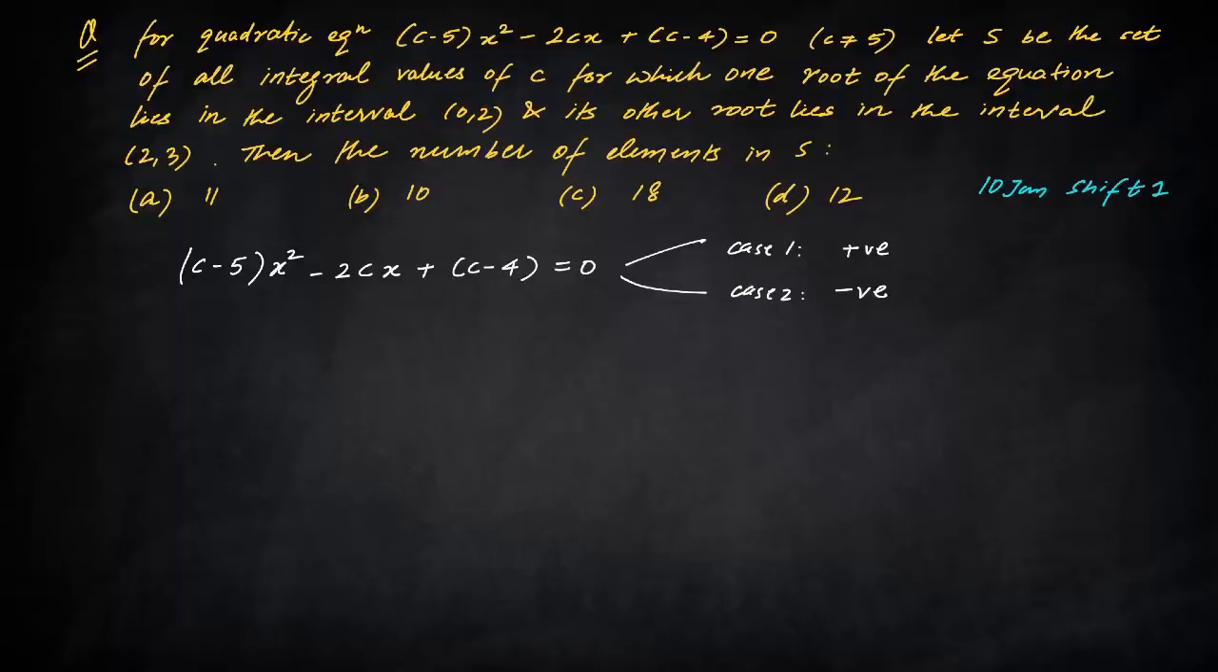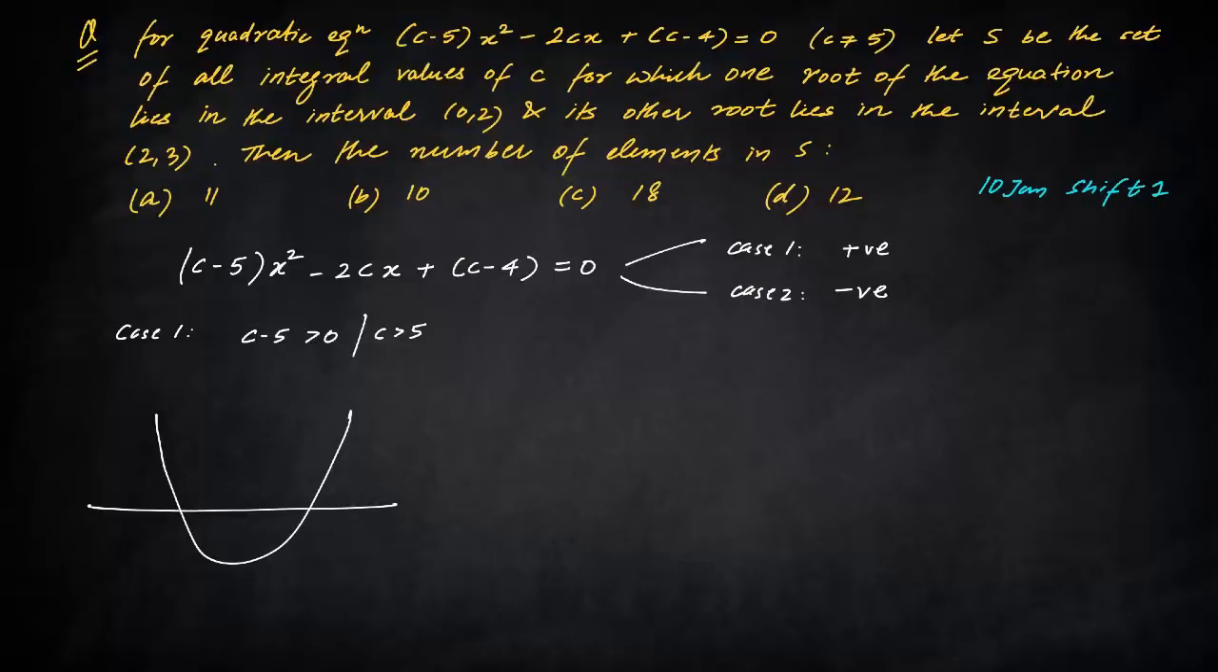Let S be the set of all integer values of c for which one of the roots of the equation lies in the interval 0 to 2 and its other root lies in the interval 2 to 3. This is the question statement. Now, I'll explain it to you with the help of a diagram, especially for case 1. Let's say case 1, when c minus 5 is greater than 0, that is c is greater than 5. That means this is an upward parabola, something like this. So what would be the case?